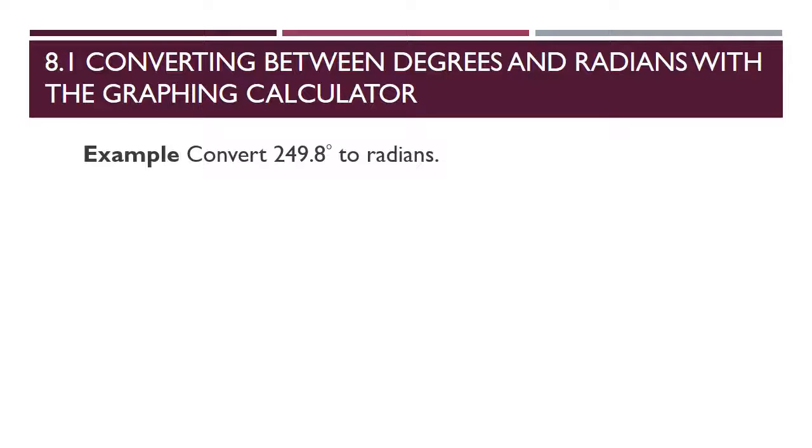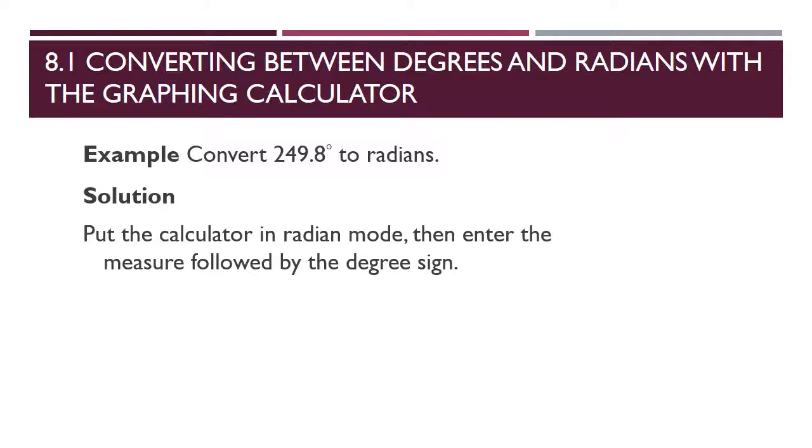Okay, now we're going to do this, but we're going to use our graphing calculator. And what I'm going to do is just kind of walk you through this instead of asking you to do it, because obviously you've not done it this way before. So we're going to do the same problem we just did. We're going to convert 249.8 degrees to radians.